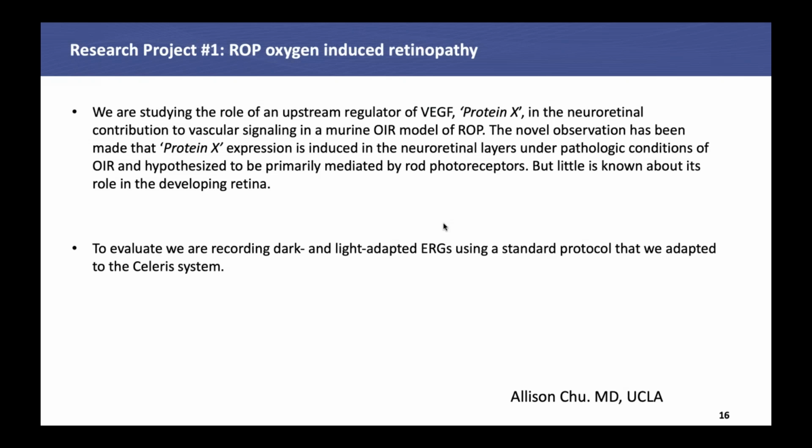oxygen-induced retinopathy, and it's hypothesized to be primarily driven by rod photoreceptors, but we know very little about its role in the development of the retina. So again, one of the first things that we want to do is look at these animals who are knockouts of this protein and see how they compare to wild type animals. So this is a project that we did with the Solaris, or we're doing with the Solaris. It's very early in its stages, on hold now.